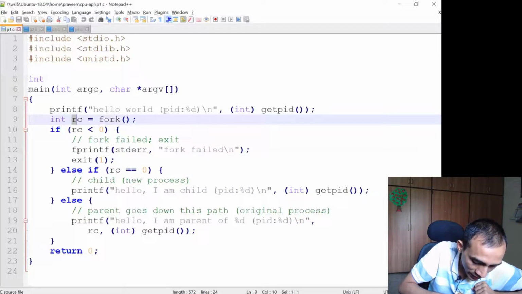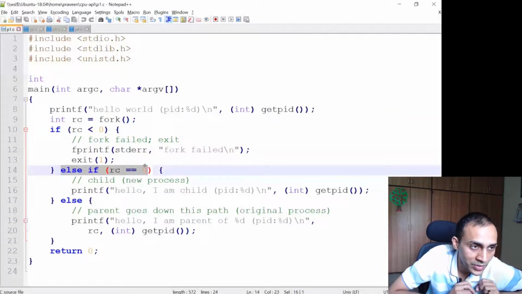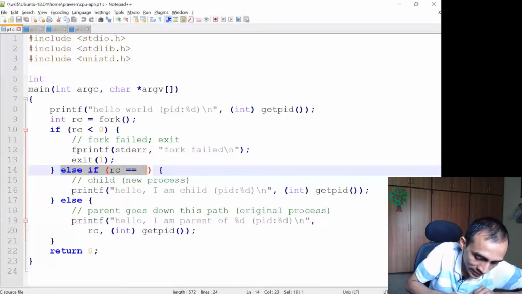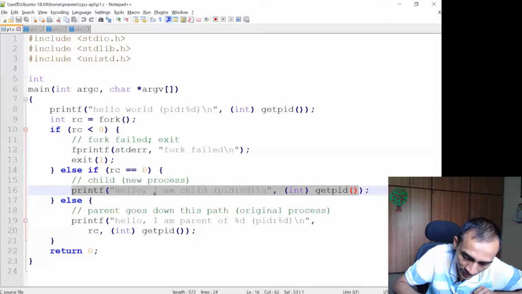So that is what we are doing here. We can choose an if-else condition to check what is the return value. If the return value is 0, then that means this is the child process, because only for the child process the return value is 0. So in that case, the child can do something else. So here I'm doing a separate printf for the child. I'm saying hello, I am child, and I'm going to print out my own PID, the child PID.